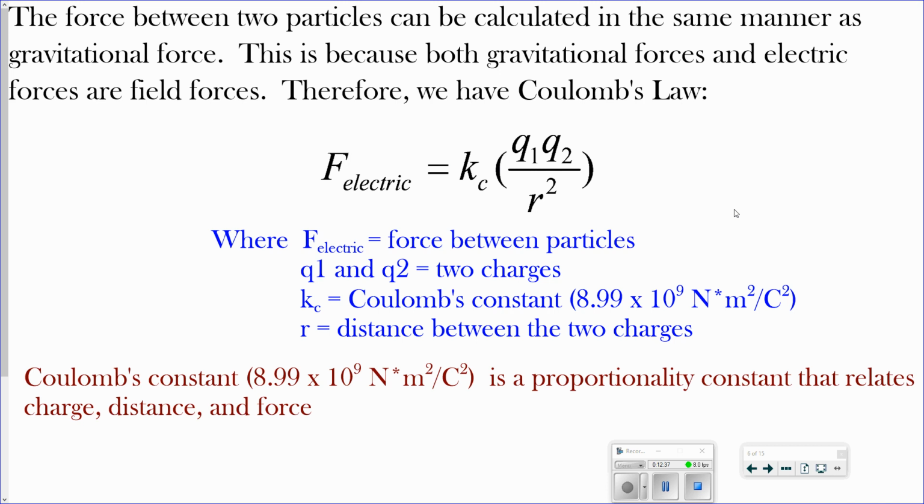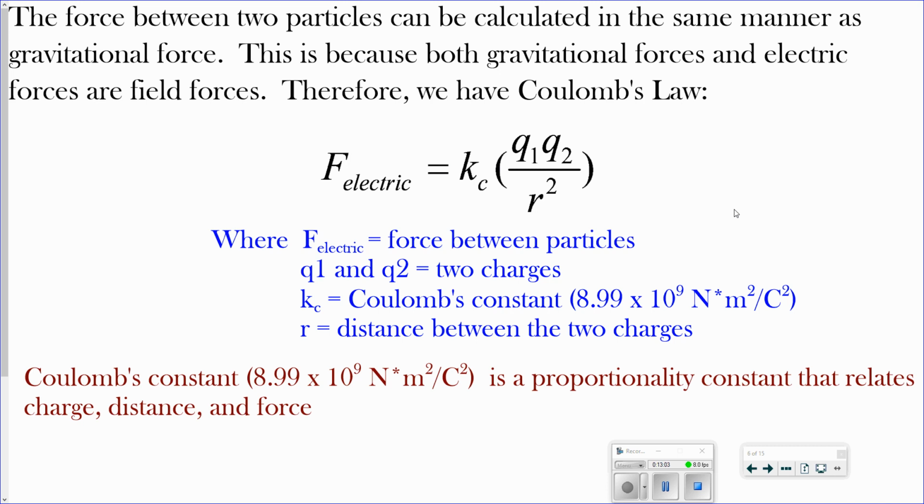What else is similar here? Alex? You have a constant. The constant's different, but you do have a constant. What else is similar? The two magnitudes multiplied together. Exactly. So in Newton's law, we multiply the masses together. In Coulomb's law, we multiply the charges together.